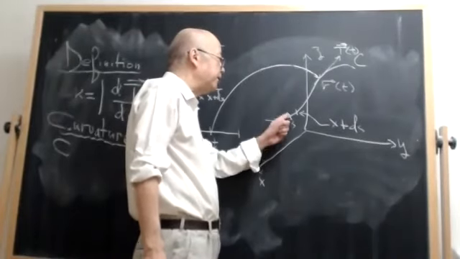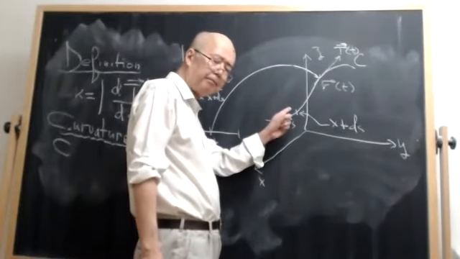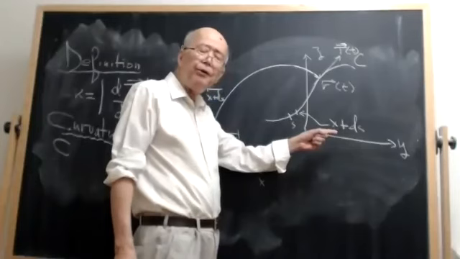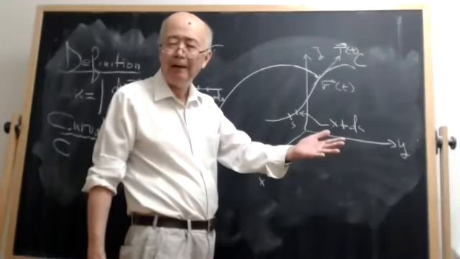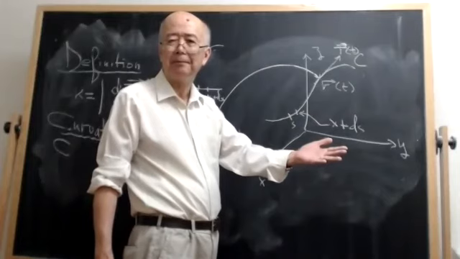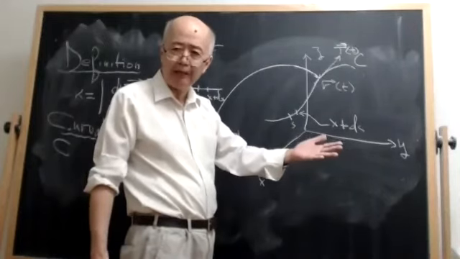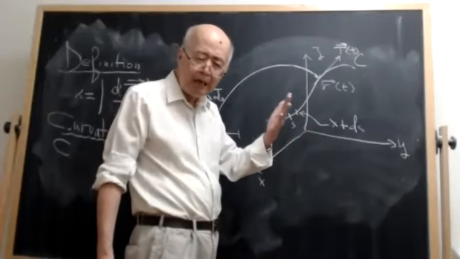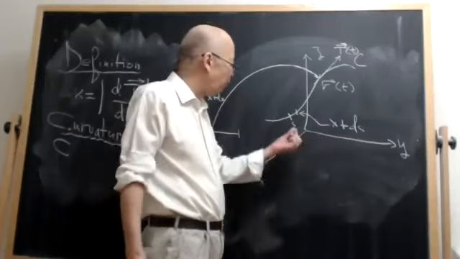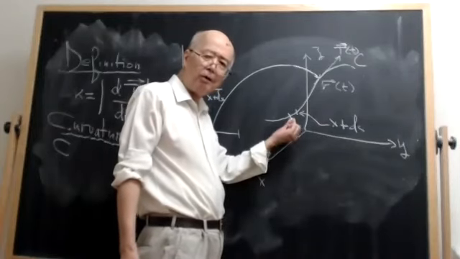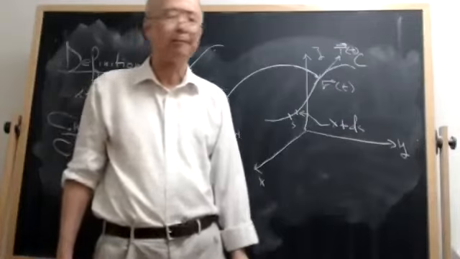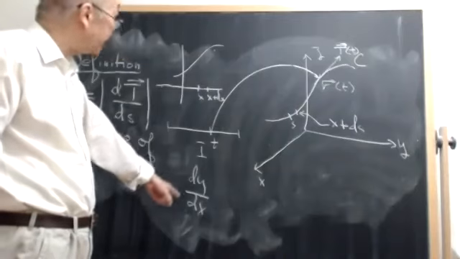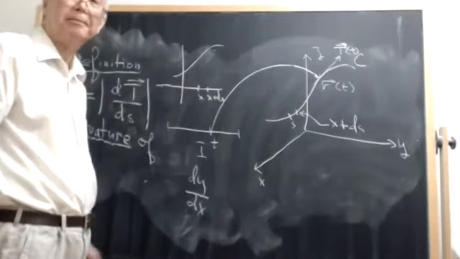At this s, you have a unit tangent vector. At this s plus ds, you have another unit tangent vector. Now, the question is, how is the new unit tangent vector related to the original one? And that's dT/ds, the same as dy/dx over there.